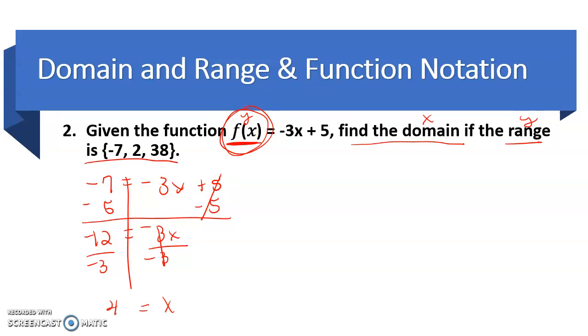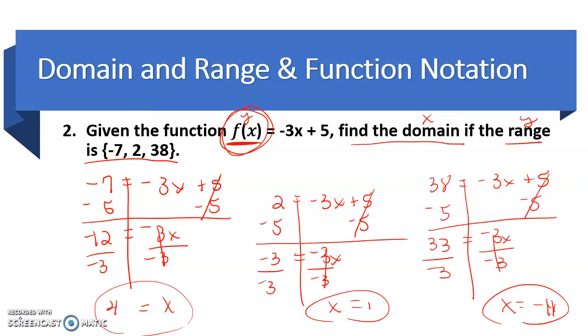Again, pause your screen here and go ahead and find the domain if the range is 2 and 38 by using my example to help you. Again, welcome back. Take a look. When the range was 2, my domain was 1. And when the range was 38, the domain was negative 11. And again, I would write this as a list of numbers from least to greatest. So it would go negative 11, comma, 1, comma, 4.